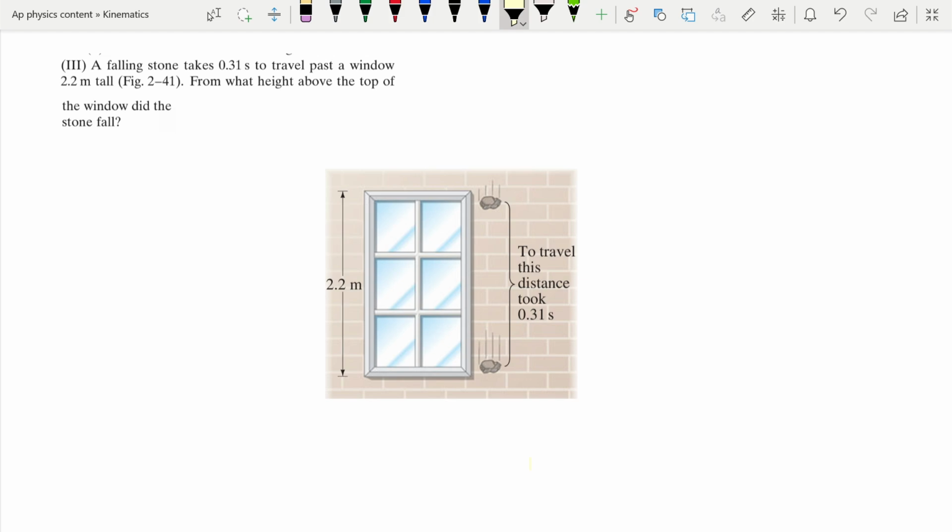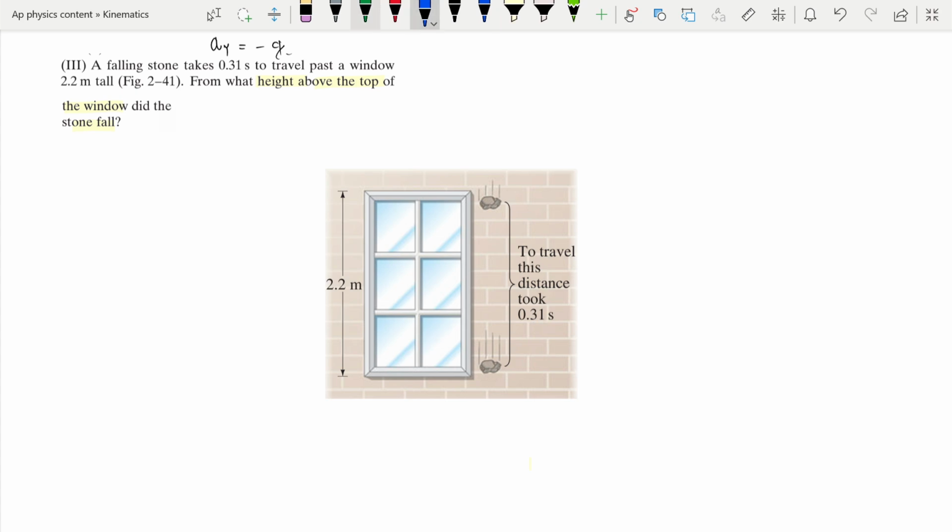A falling stone takes 0.31 seconds to cover this 2.2 meter, and this question is about uniformly accelerated motion, in which you know that acceleration due to gravity is negative g. For Earth, it's negative 9.8 meters per second squared. So in this question, you have to find out from what height above the top of the window the stone fell. Okay, so first of all, we should set the reference position.